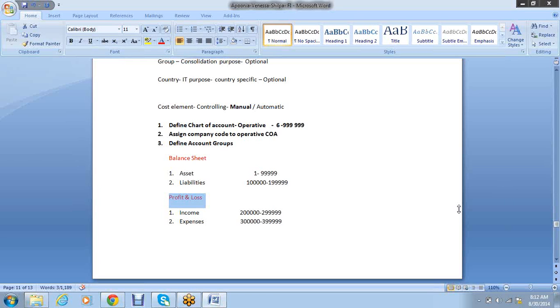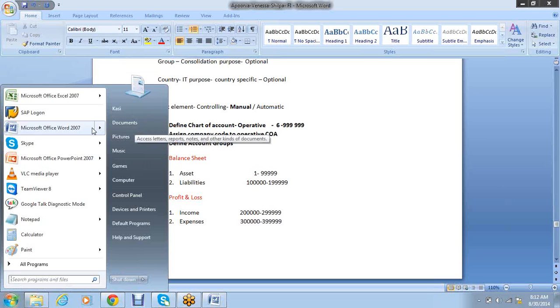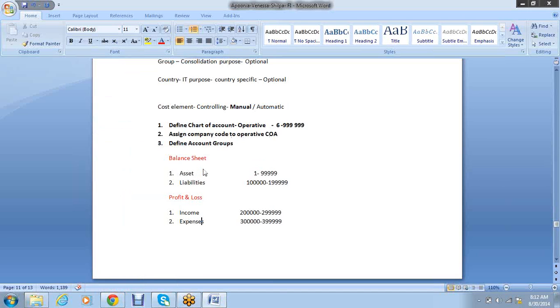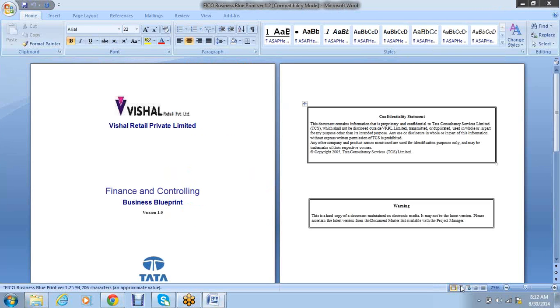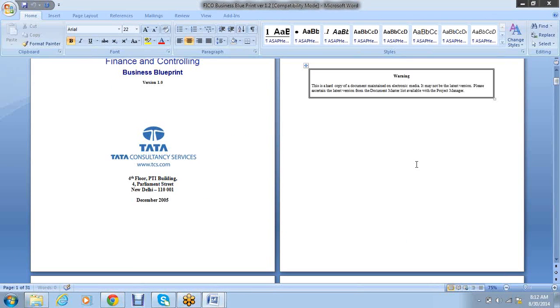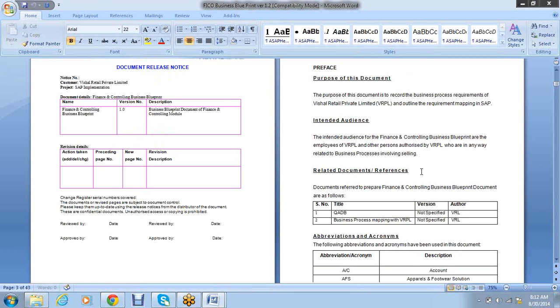But again, we can have more groups. For example, I don't want to have only two groups. Under the balance sheet, I will have assets as one group and liabilities as one group; under profit and loss accounts, income as one group and expenses as one group. Or if you want, we can have more and more groups also. I will show you one example from the business blueprint. See, here they have so many groups.